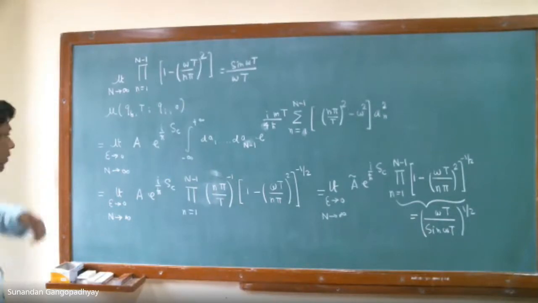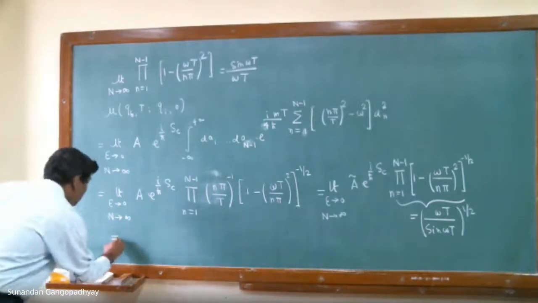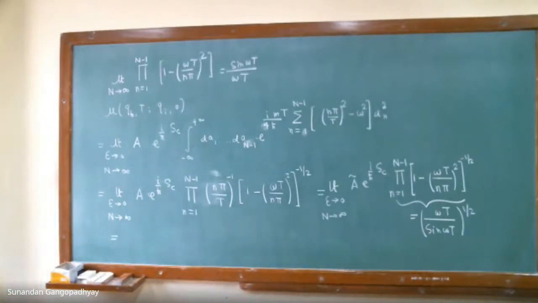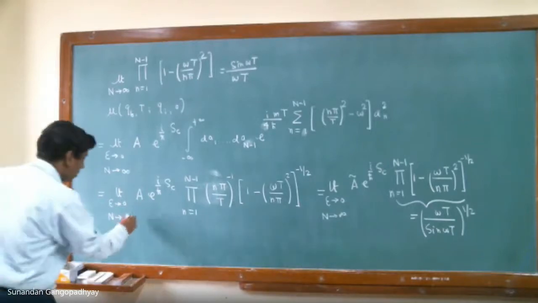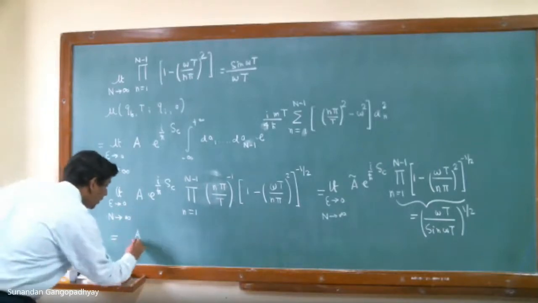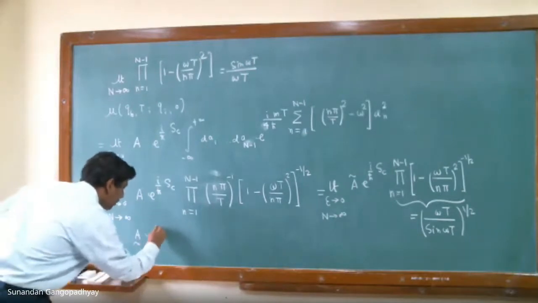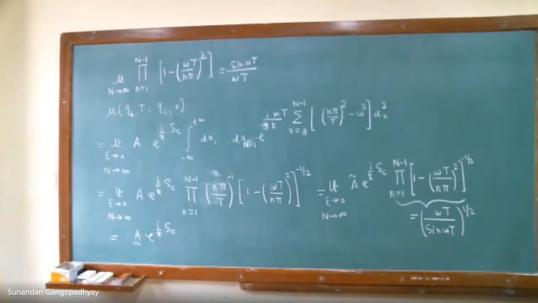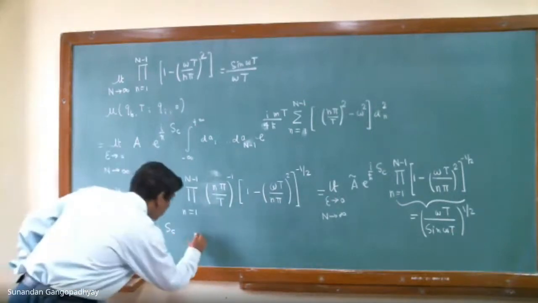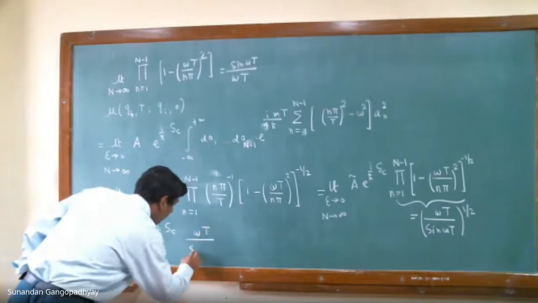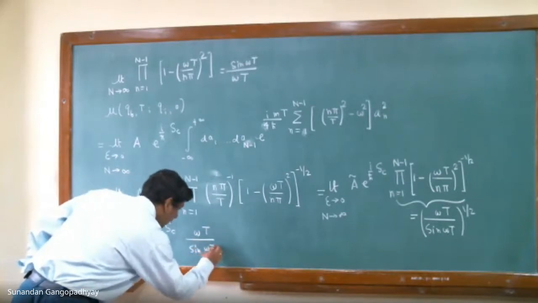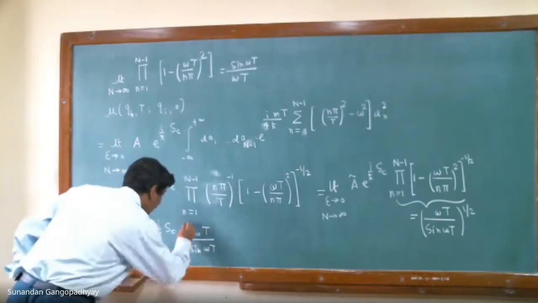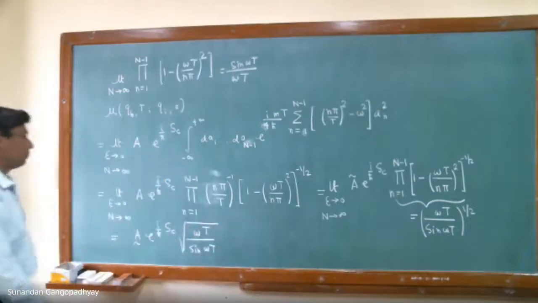So ultimately what we have is that this is equal to this constant A tilde, e to the power of i by h bar S classical, and then we have (omega T by sine omega T) to the power of half. This is what we have.